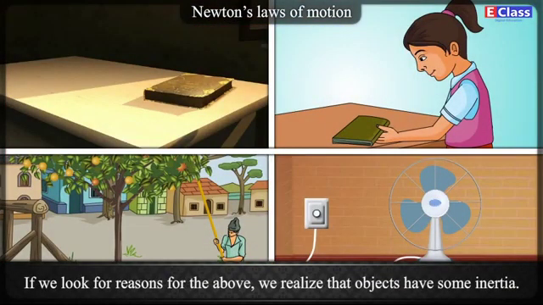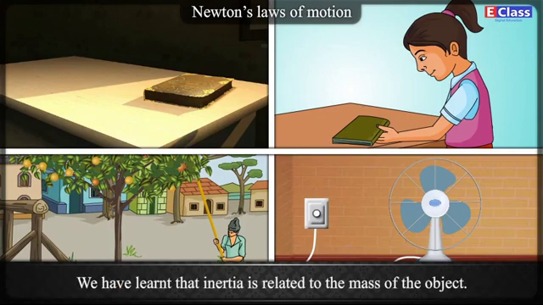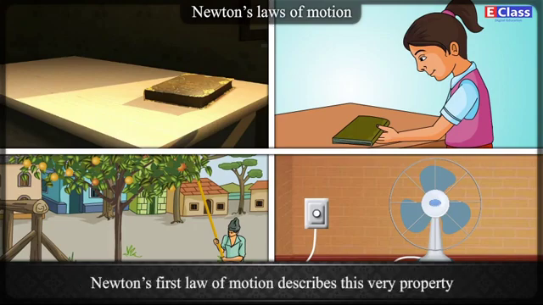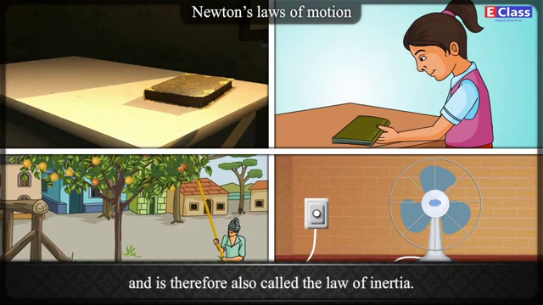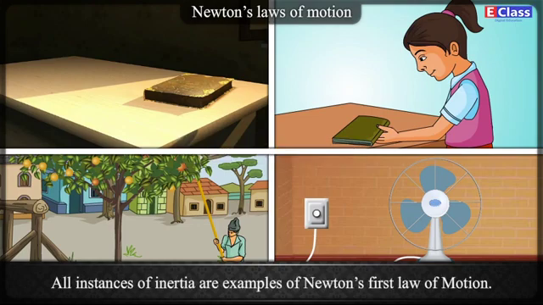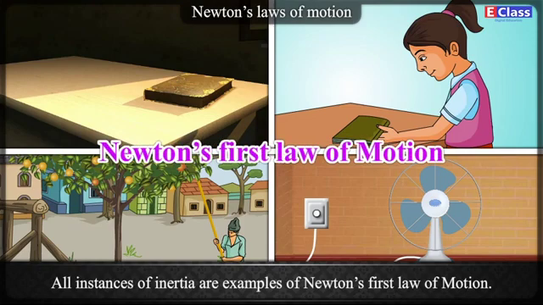If we look for reasons for the above, we realize that objects have some inertia. We have learned that inertia is related to the mass of the object. Newton's first law of motion describes this very property and is therefore also called the law of inertia. All instances of inertia are examples of Newton's first law of motion.